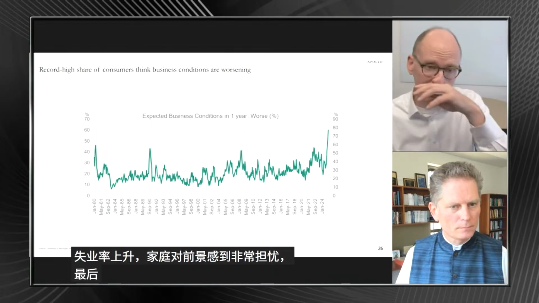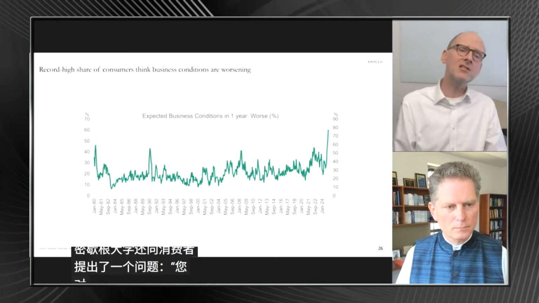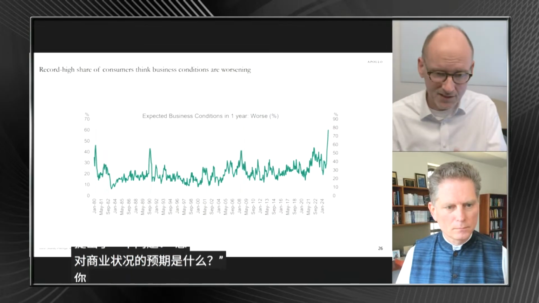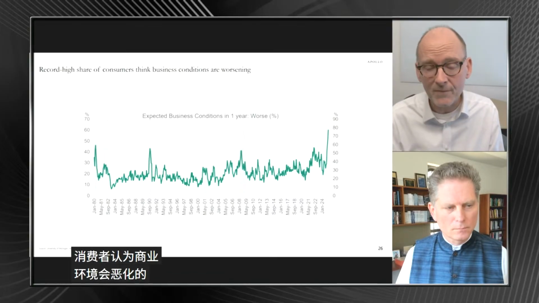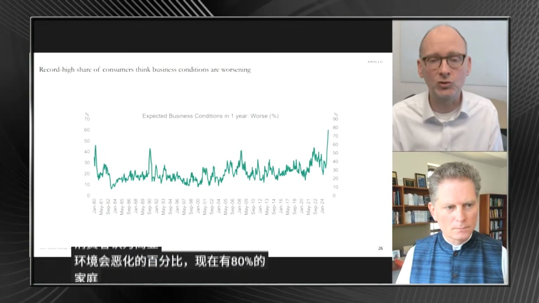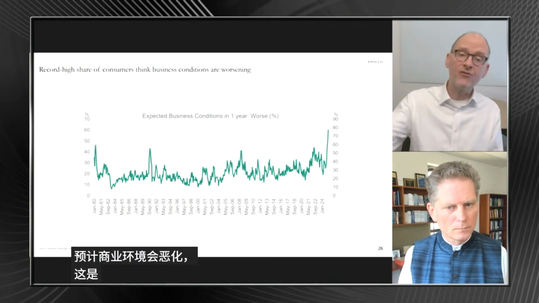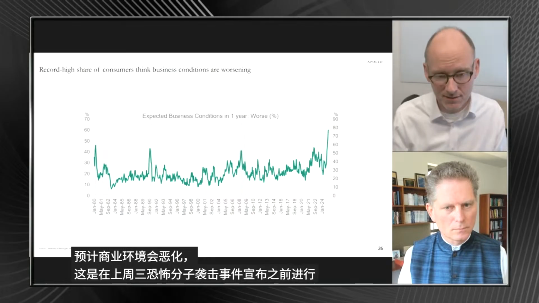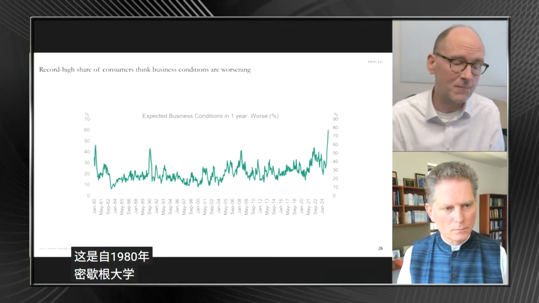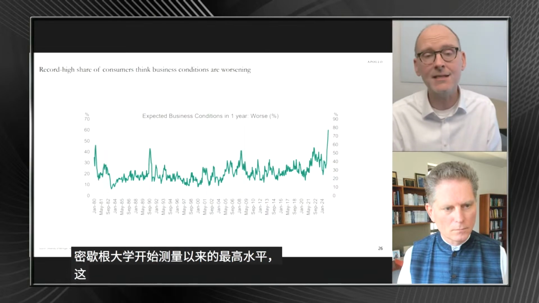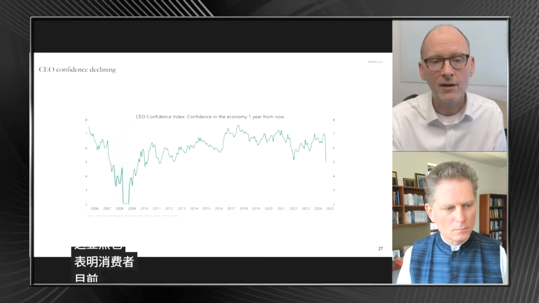And finally, there's also a question for consumers in the University of Michigan survey where they are asked, what are your expectations for business conditions? And you can see this is the percentage of consumers that say that business conditions will be worse. And 80% of households are now saying that they expect worse business conditions. And this was done before the tariffs were announced last Wednesday. Look at this. This is the highest level since University of Michigan began measuring this in 1980. This is obviously also telling you that consumers are quite worried at the moment.